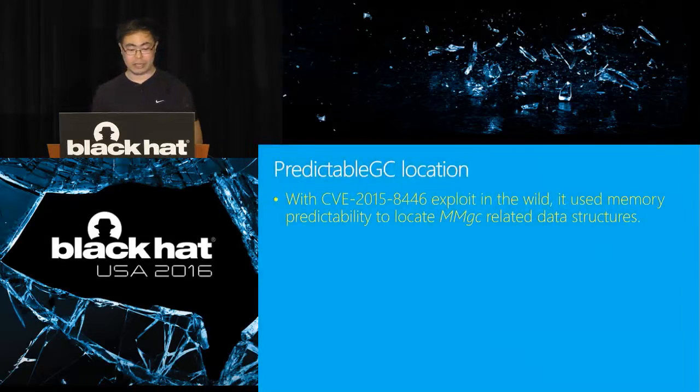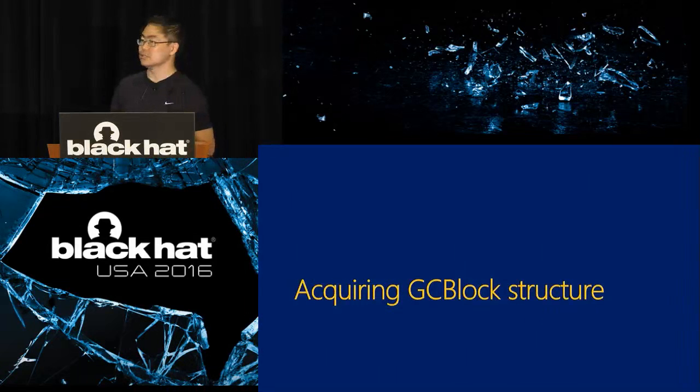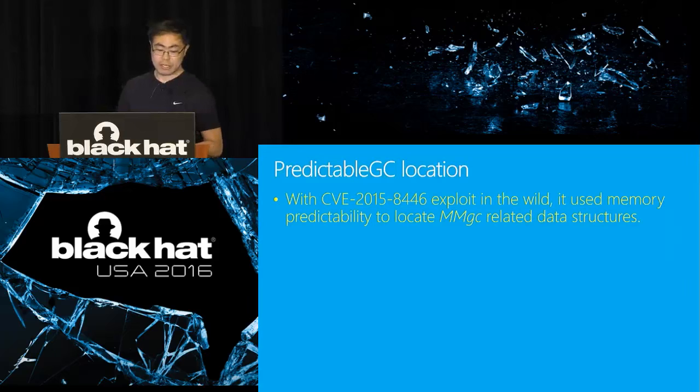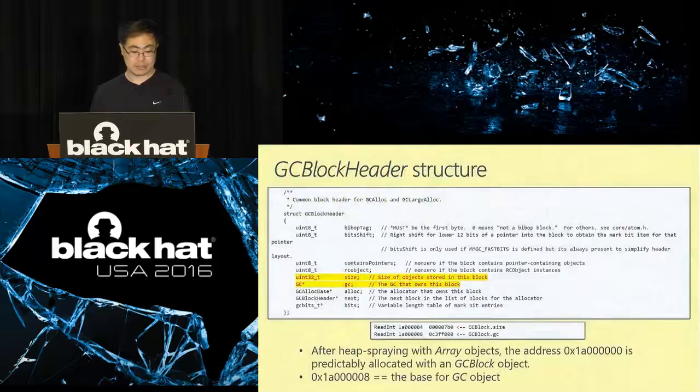The next technique that we observed was acquiring the GC block structure. From the CVE-2015-A446 exploit in the wild, it used memory predictability to locate MMGC related data structures. This is one problem with the MMGC, because for this technique to work, it didn't spray that many objects. Just a few megabytes of spraying made some MMGC related internal objects land at some very specific memory address.